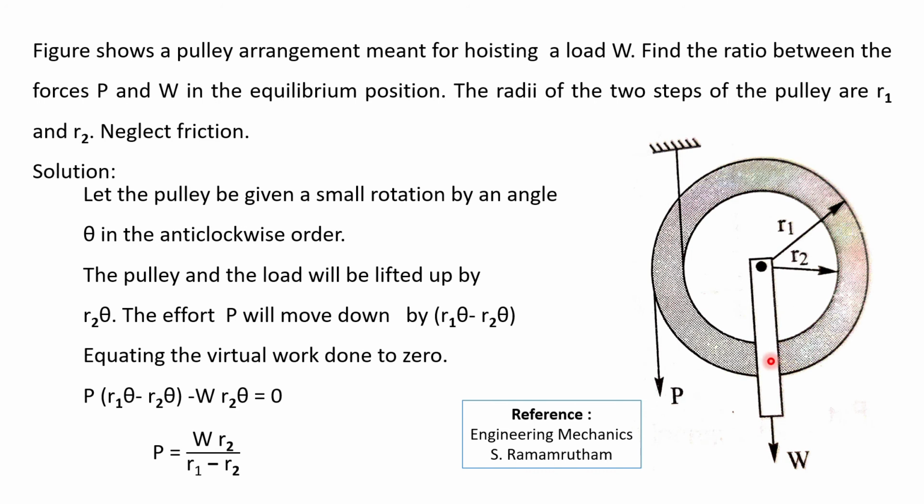So obviously this weight will be lifted, right? The pulley and the load will be lifted by R2 d theta magnitude, and the effort P will move down by the magnitude R1 theta minus R2 theta. So again equating both the works, the work done by this pulley and the work done by this force P, equating it to 0, we get the relationship between P and the weight W.